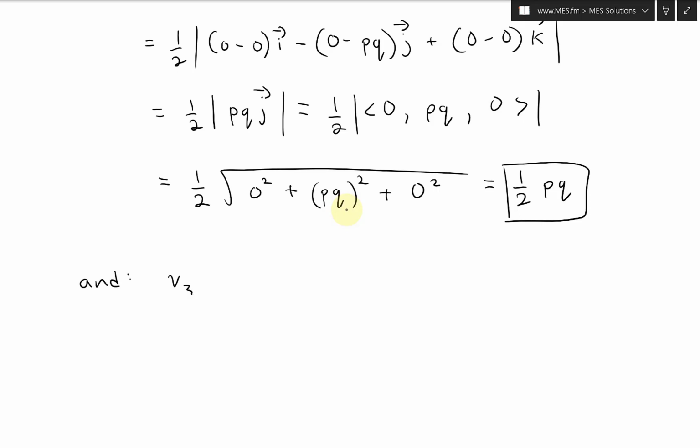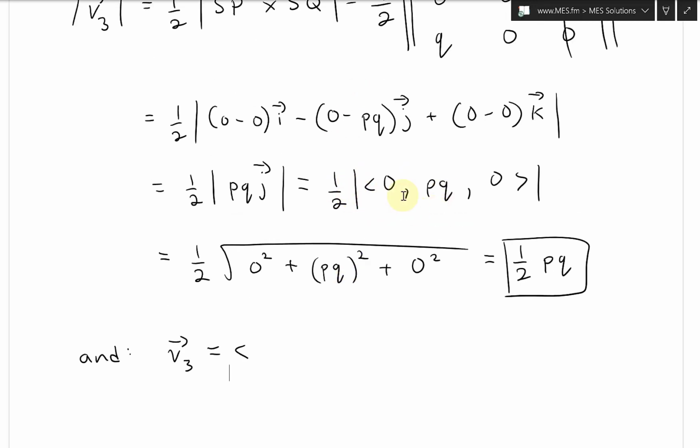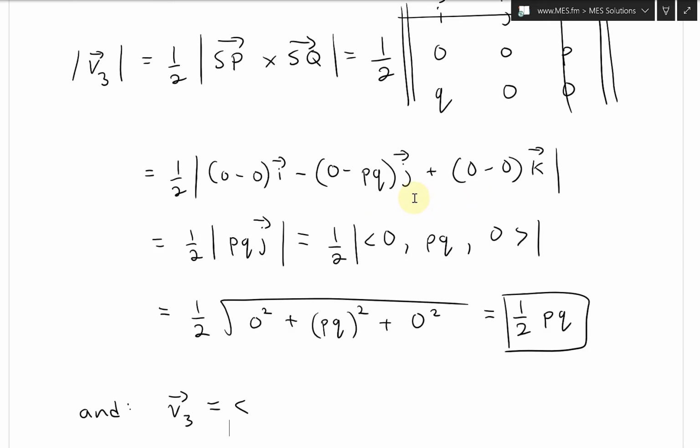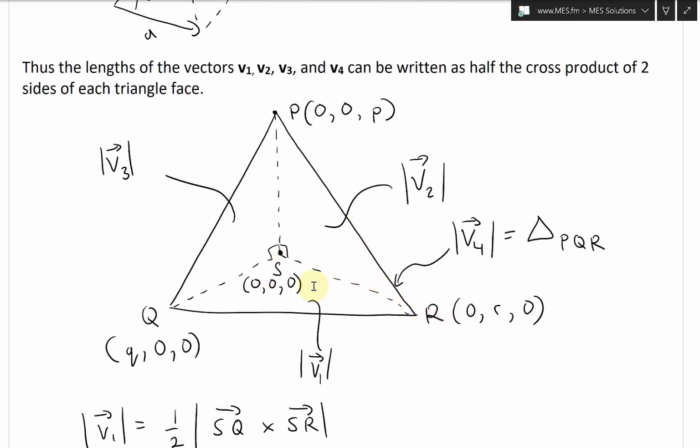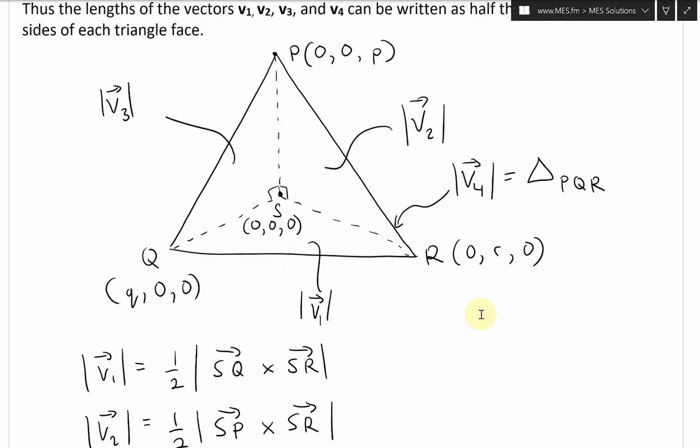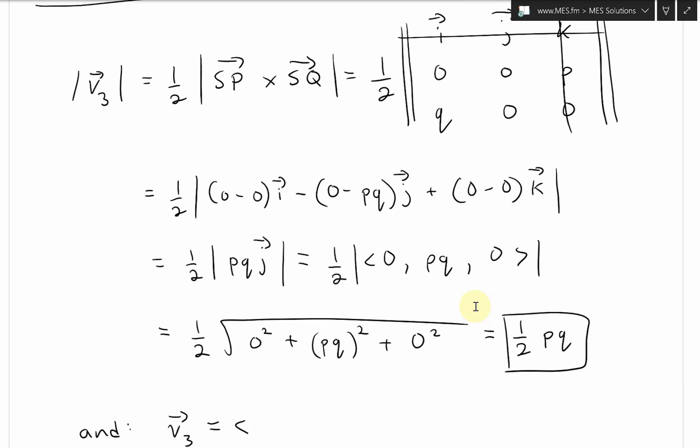And to get the direction, we know it's opposite of the face. So V3 vector is going to be equal to the component like that. And notice again, from this cross product, it only has the y component, and that is actually what we just need. So we have it here. It's opposite of this face and pointing outwards. So it's going to be pointing this way, perpendicular to it. And that's going to be directly parallel with this y-axis. So that's going to be minus PQ.